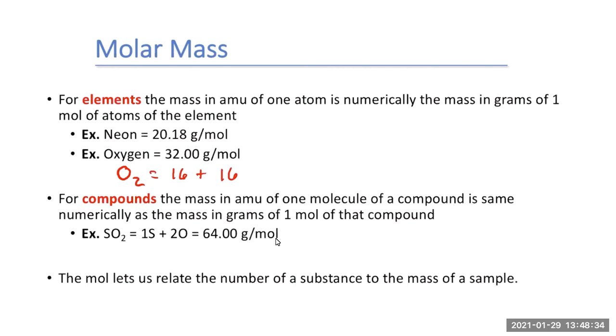Because if you look at your periodic table, each sulfur is about 32, and then each oxygen, as we saw, was 16. So 32 plus 16 equals 64 grams per mole.